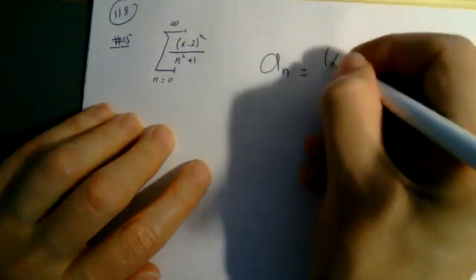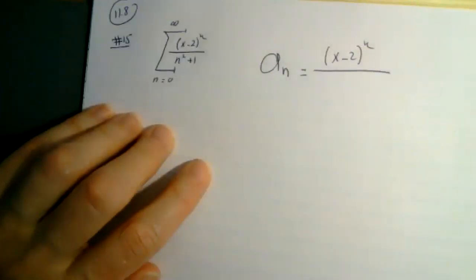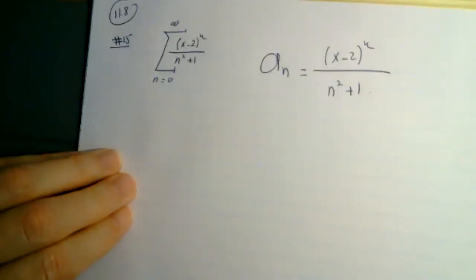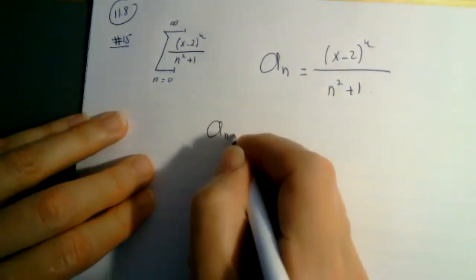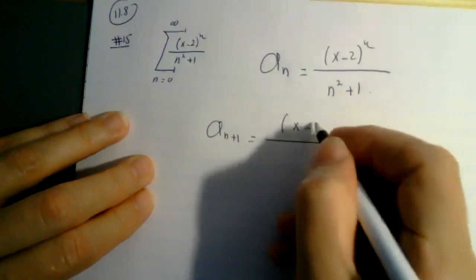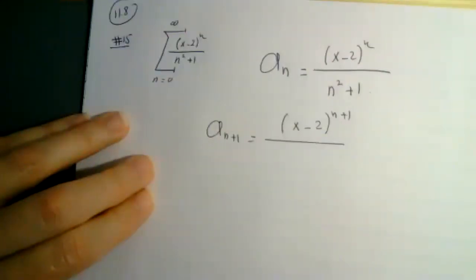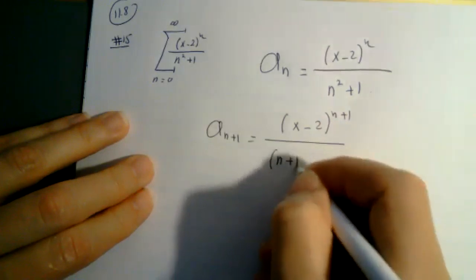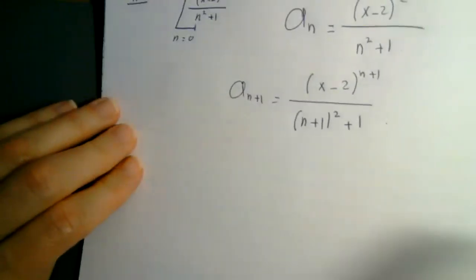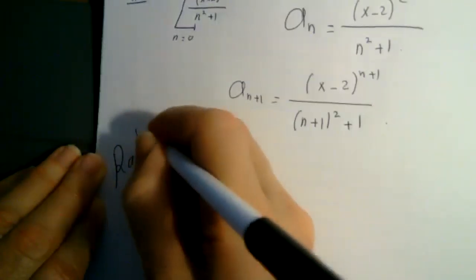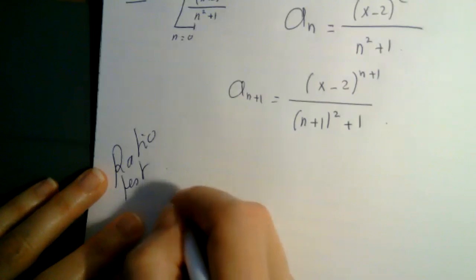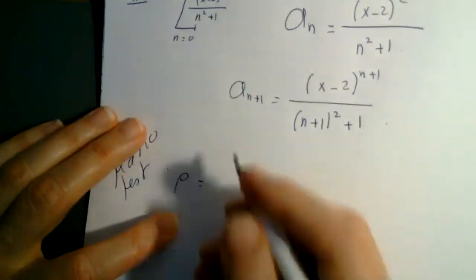an is (x minus 2) over n squared plus 1. So we're going to use the ratio test to determine that. an plus 1 equals (x minus 2) to the n plus 1 over (n plus 1) squared plus 1. Now, to find out which x's are allowed, we're going to use the ratio test. For that, you have to compute the ratio between an plus 1 and an. So let us compute the ratio.